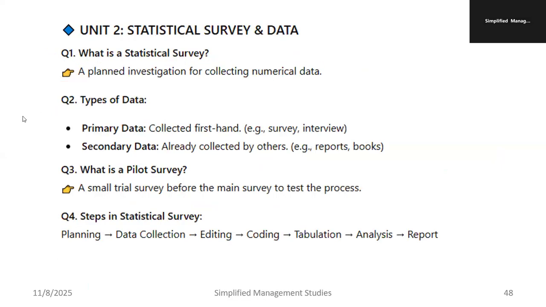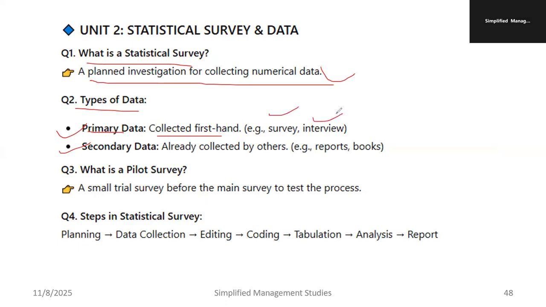Coming to module number two, you have to focus on the following questions. What is a statistical survey? It is a plan of investigation for collecting the numerical data. What are the types of data? One is primary data, the other one is secondary data. Primary data is first-hand data collected through interviews, surveys, the Delphi technique, etc.